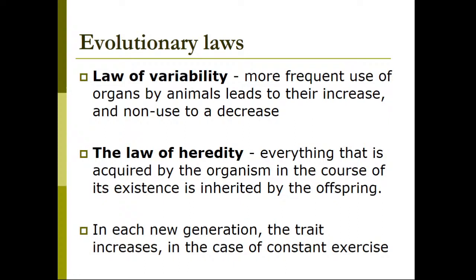Evolutionary has laws, and the first law is of variability. More frequent use of organs by animals leads to their increase, and non-use to a decrease. The law of heredity. Everything that is acquired by the organism in the course of its existence is inherited by the offspring.